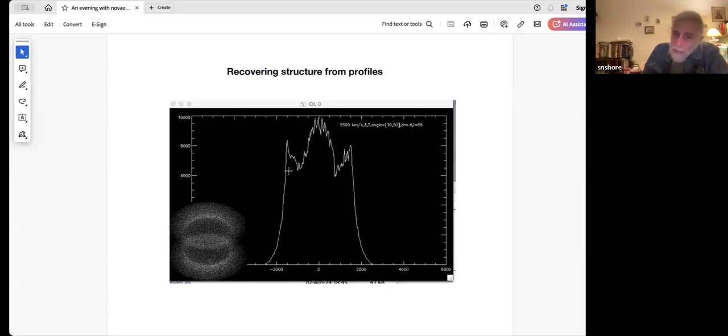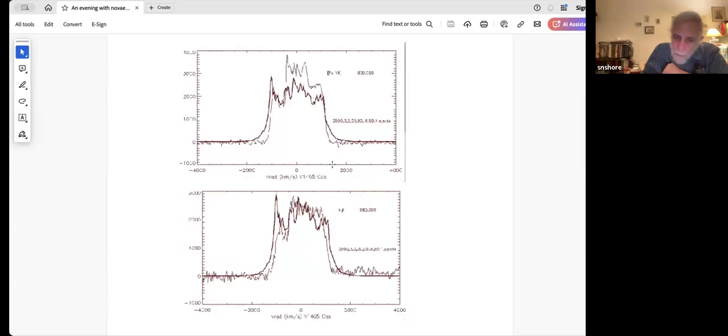So if you know that, every one of these peaks may be telling you what I was mentioning about abundances and inhomogeneities. Again, these are examples of calculating the structures, comparing the real thing with the models.